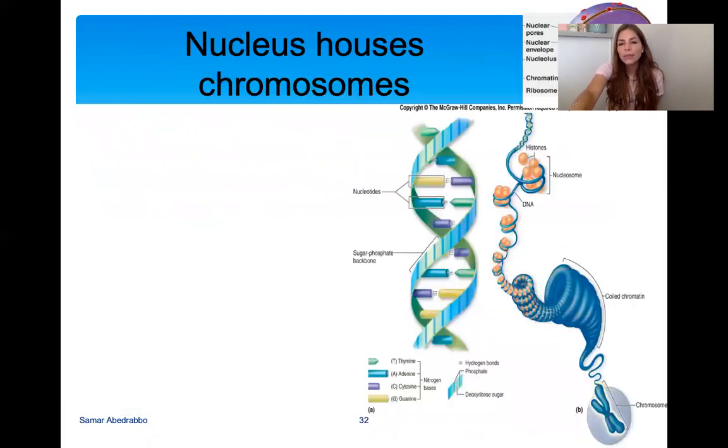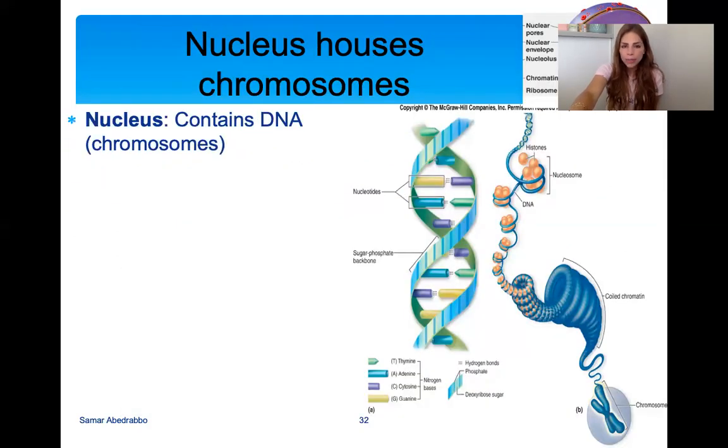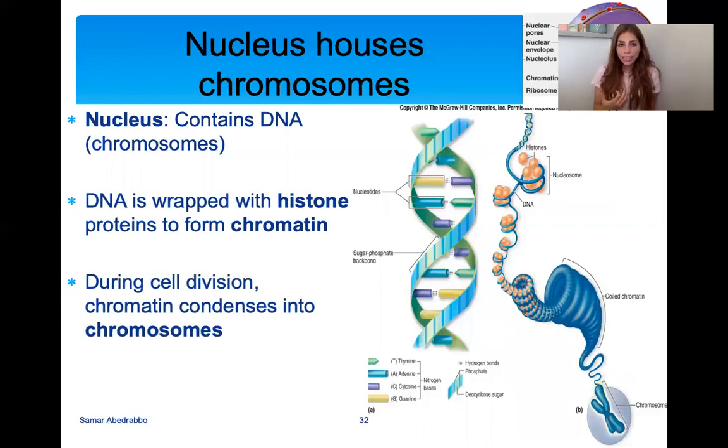The nucleus houses our DNA or our chromosomes. Our DNA, unlike prokaryotic DNA, is wrapped together with histones. They're proteins that wrap up your DNA to keep it protected to form chromatin. When the chromatin condenses, it condenses into chromosomes. That's all I want you to know. Chromatin, chromosomes, and DNA all mean the same thing. They're all different forms of DNA, but they're all DNA.